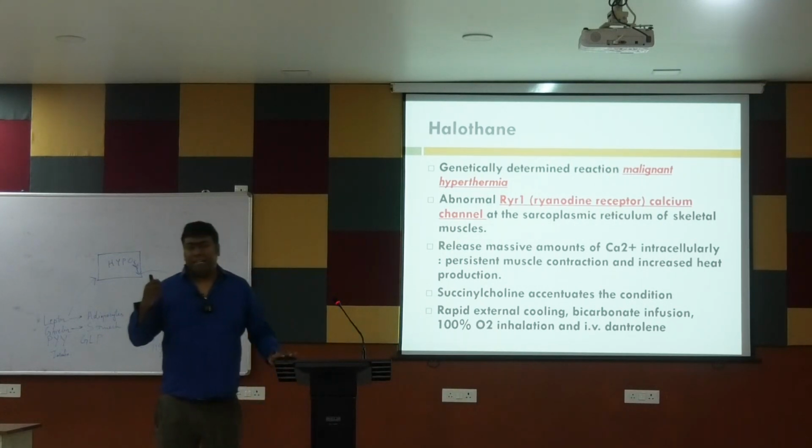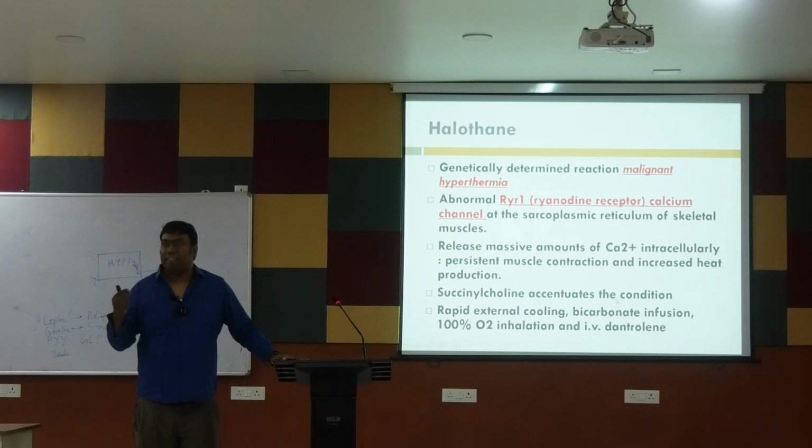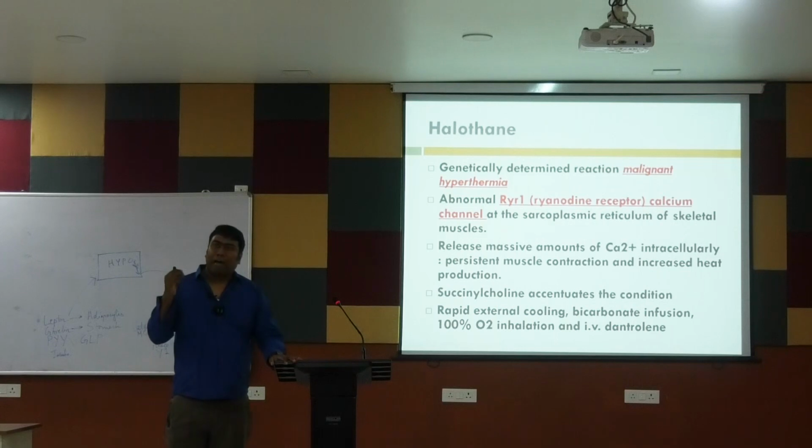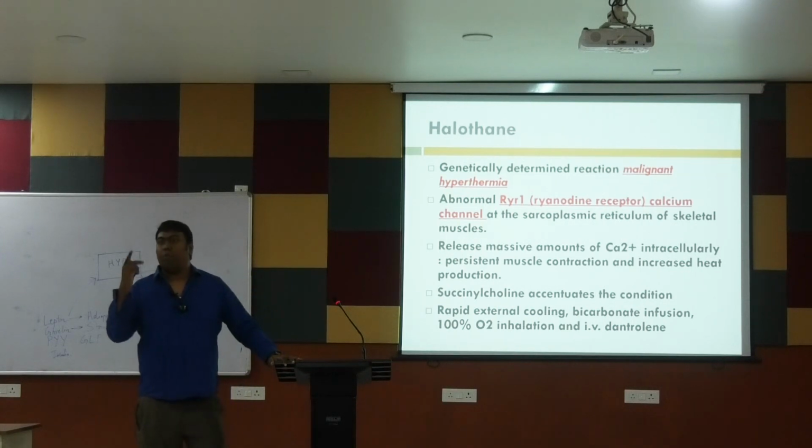muscle rigidity and breakdown of muscle leading to myoglobinemia, myoglobinuria, that can lead to renal failure too. This is called hyperthermia. This is caused by two types of agent. One is the halothane group of drugs, or halothane fluorinated inhalational anesthetics.